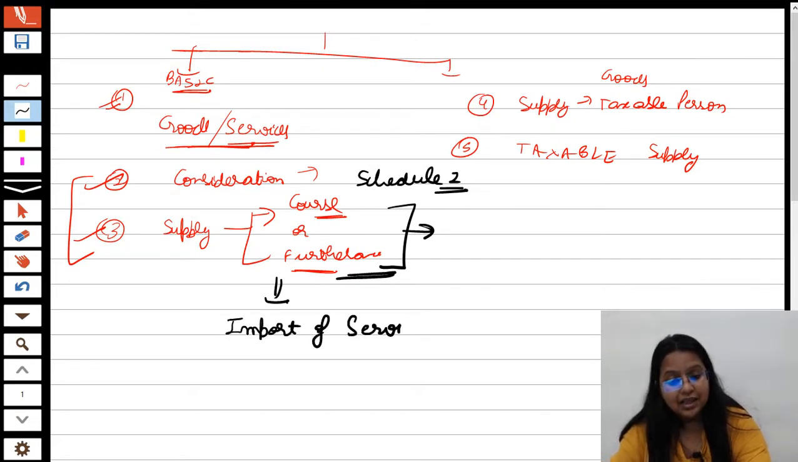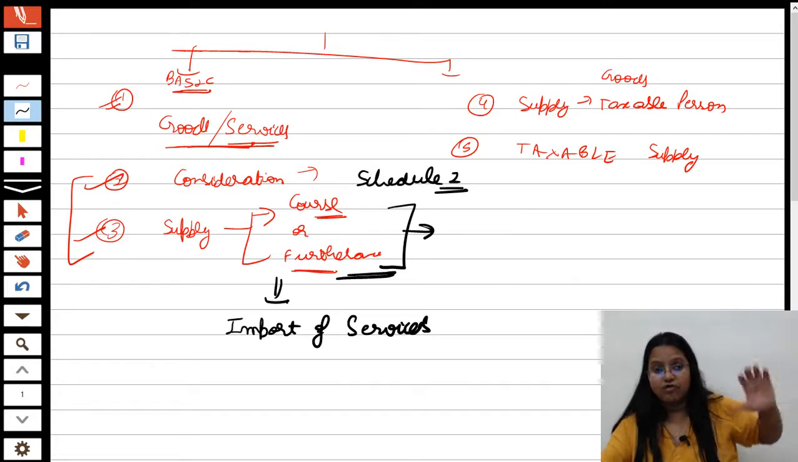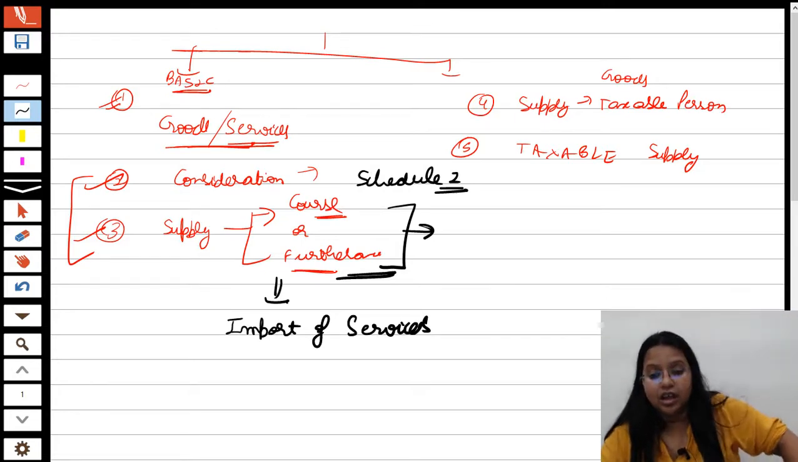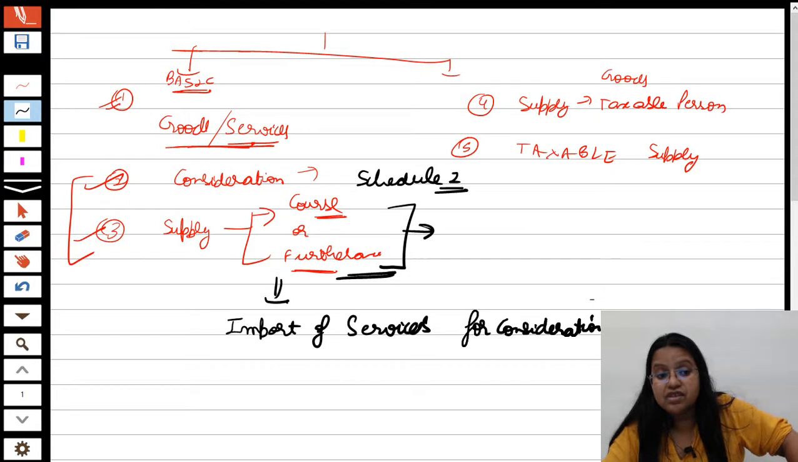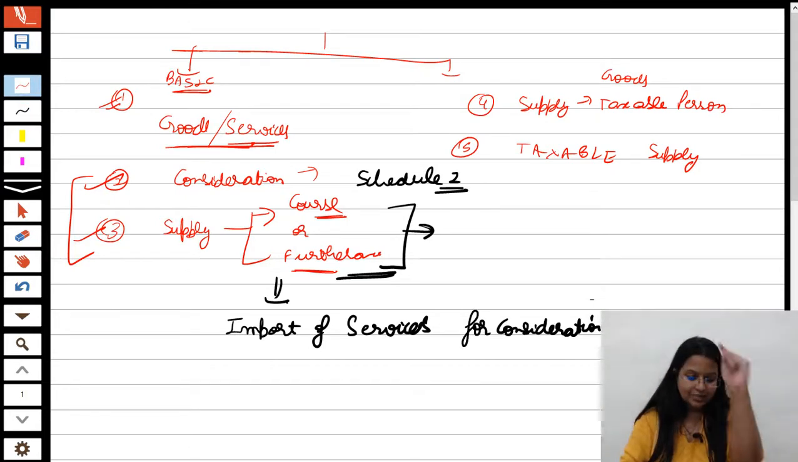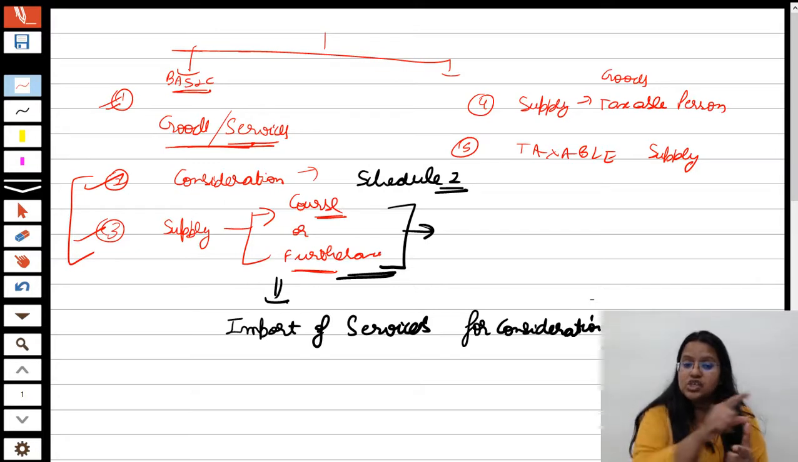Import of services means that we are receiving the services in India from outside India, from outside the taxable territory, for a consideration. It means we have paid the consideration for receiving these services. Import of services, not import of goods. Students, please listen to this carefully. This is a case of import of services, not import of goods.